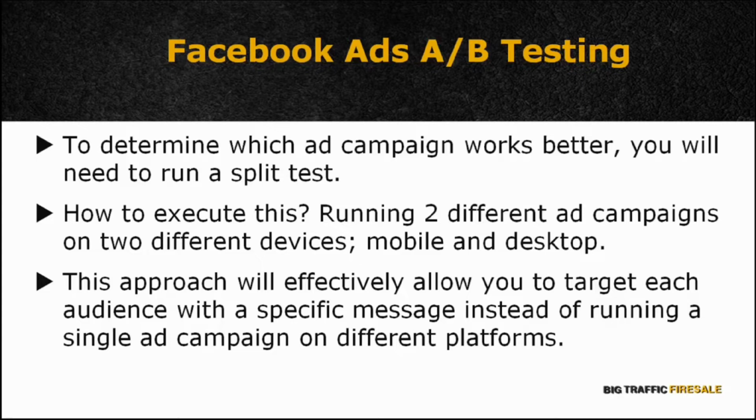To determine which ad campaign works better, you'll need to run a split test. How do you execute this? Running two different ad campaigns on two different devices, mobile and desktop. This approach will effectively allow you to target each audience with a specific message instead of running a single ad campaign on different platforms. Two different ad campaigns on different devices mean both are targeted to different audiences to detect the differences in the results.